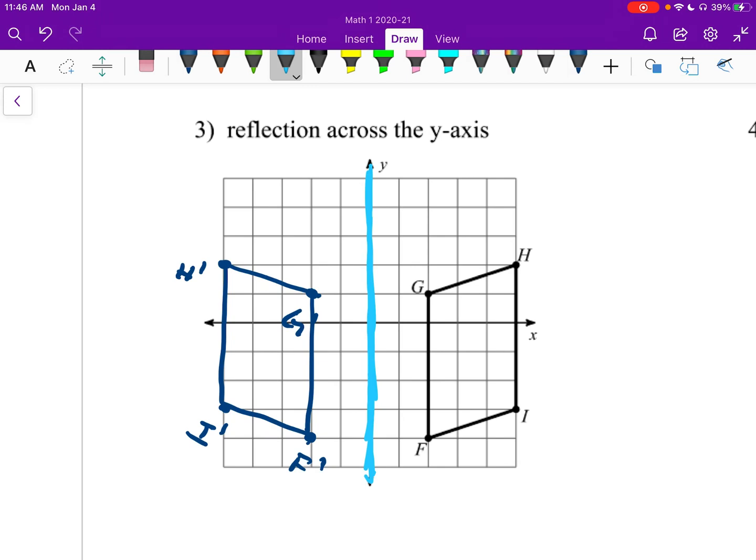And that's what a reflection is. Reflections create symmetric things, or symmetric figures.